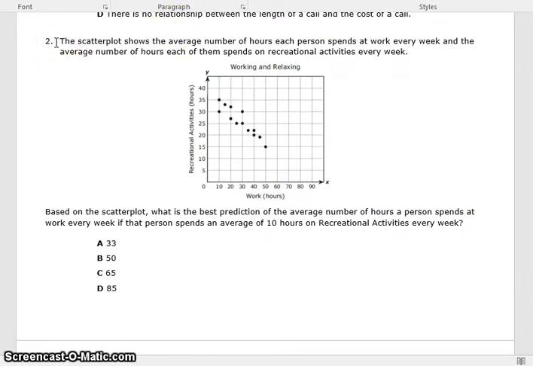Number 2. The scatterplot shows the average number of hours each person spends at work every week and the average number of hours each of them spends on recreational activities each week. So you have recreational activity hours, work hours. Based on the scatterplot, what is the best prediction of the average number of hours a person spends at work each week if that person spends an average of 10 hours on recreational activities? So 10 hours recreational activities.